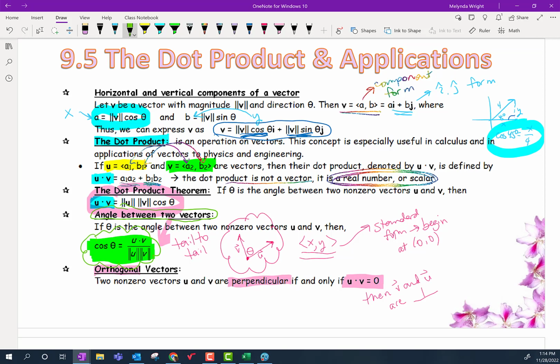Okay. Good? Okay, so let's go to our examples.